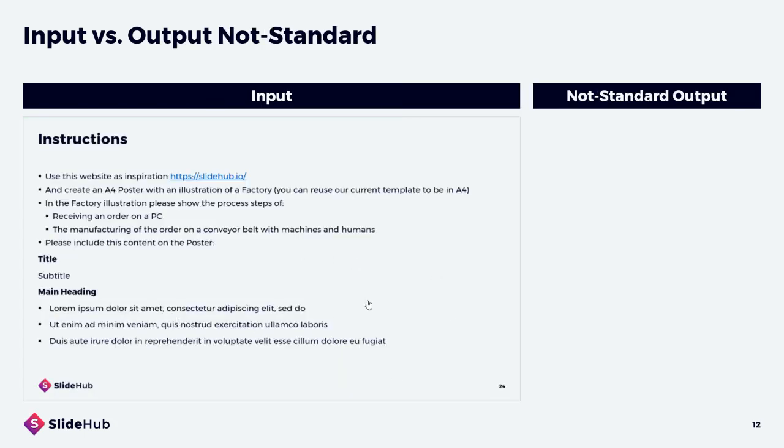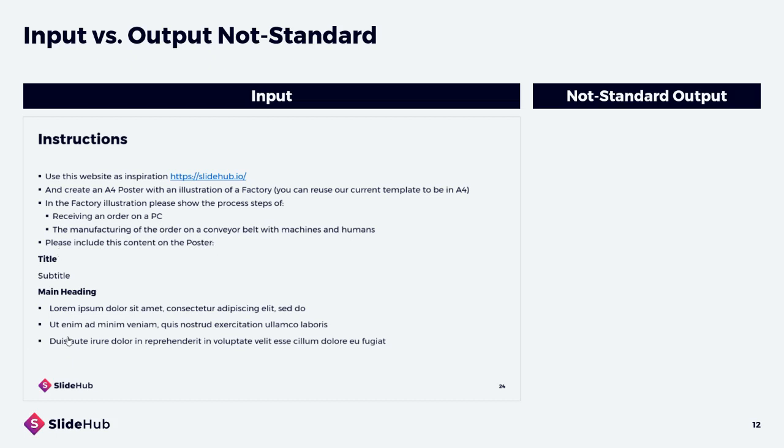Now let's consider the input of a not standard task. So here we can see the instructions for the task. So we have to use the SlideHub website as inspiration. We have to create an A4 poster with an illustration of a factory, and we can reuse the current SlideHub template to be in A4. In the factory illustration, please show the process steps of receiving an order on a computer, the manufacturing of the order on a conveyor belt with machines and humans. And please include this content on the poster.